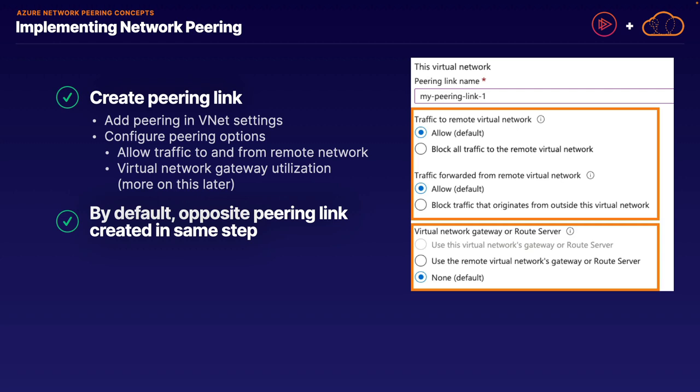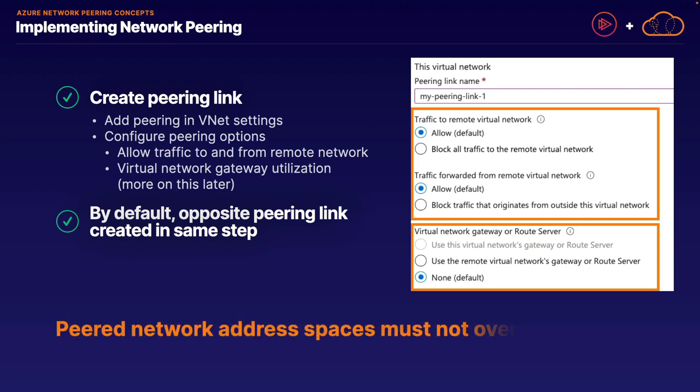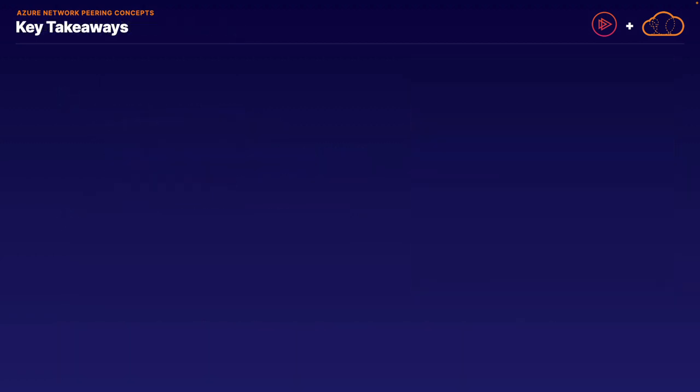Overall, when working with network peering and any other extension of connectivity, one golden rule you must always remember is that the network address spaces in your multiple virtual networks must not overlap. This is going to be a recurring rule regardless of working with peering, VPN, or any other options that extend connectivity from your network to any other network. With that, that's going to go ahead and wrap up this initial conceptual overview of working with network peering.